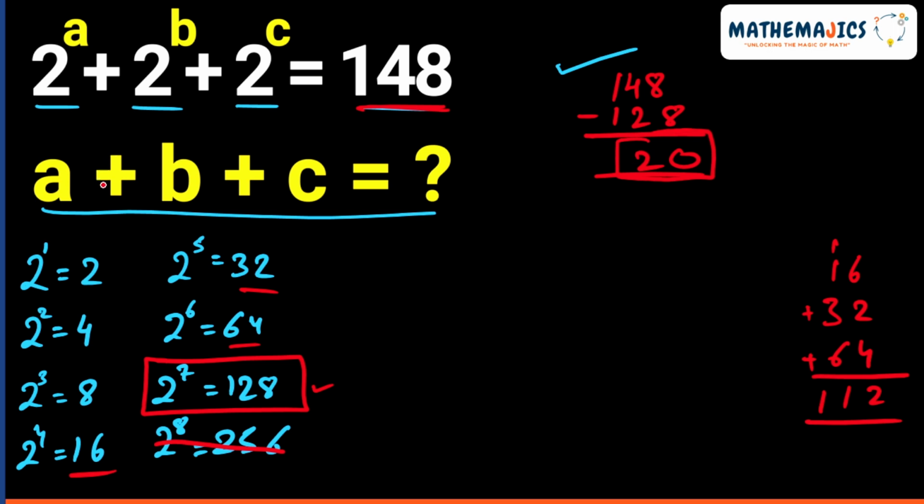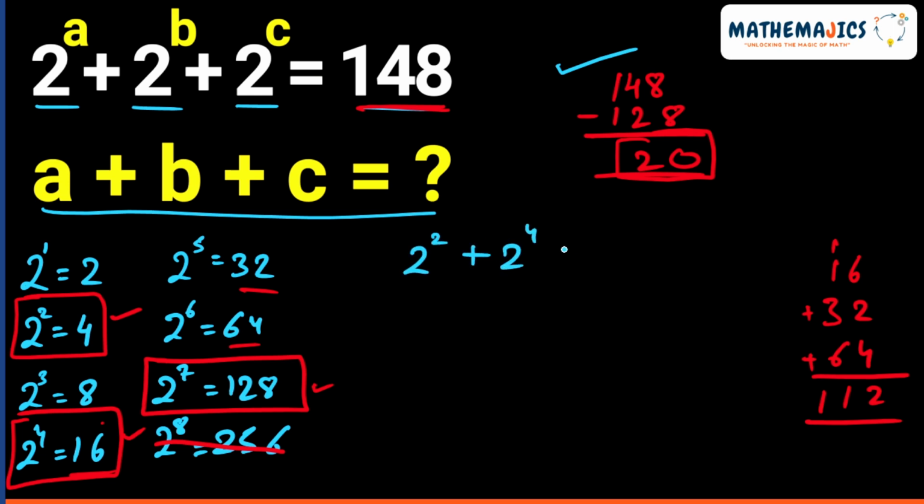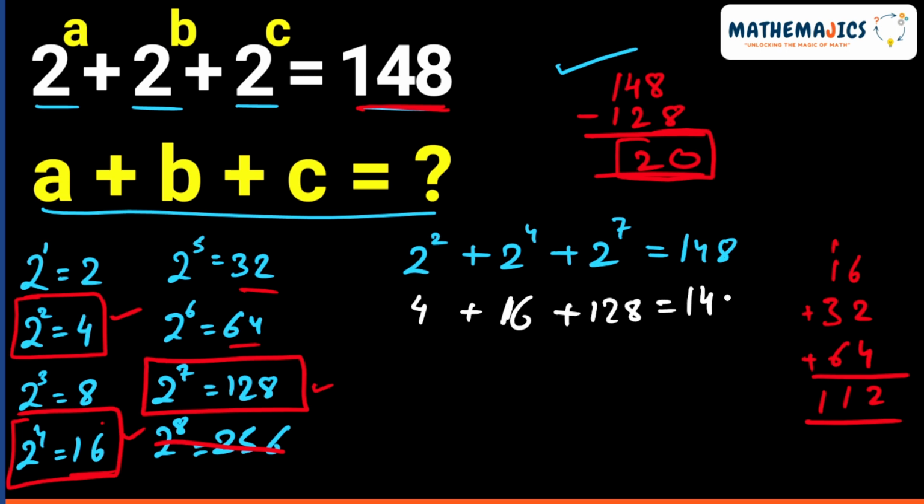So which two other terms can we choose so that their sum is 20? We can clearly see that we can choose 2 raised to power 4, that is 16, and 2 raised to power 2, that is 4. Correct? That will add up to 20. So these three terms, when added, will give us 148. Let's write them down. 2 raised to power 2 plus 2 raised to power 4 plus 2 raised to power 7 is equal to 148. We can write this as 2 raised to power 2 is 4, this is 16, and this is 128. These three numbers add up to 148.